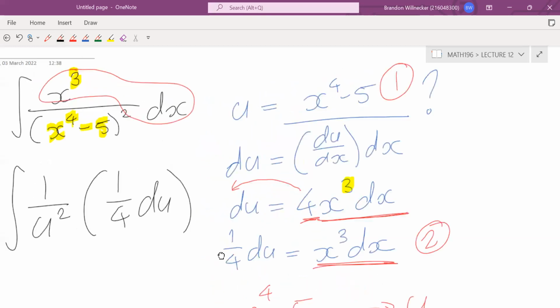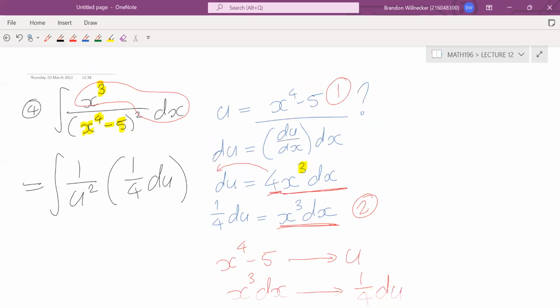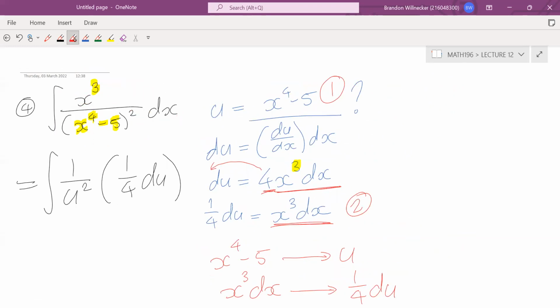So if we look back at our original integral, this bit here, if I just highlight this in red, we've got x cubed dx. But over here, there's a 4. We don't want the 4 there, so we take the 4 across. So we're just left with x cubed dx, which is what we've got over here. So we just manipulate it until we get what we want, which is the x cubed dx, and then all the other stuff we take over to the other side.